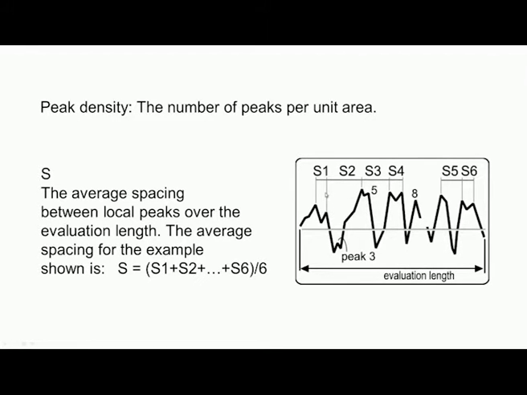The distance between this peak and this peak is S2, and similarly the distance between this peak and this peak is S3. Like this we have to measure the gaps, that is the spacing between the peaks, and then find the average spacing using this expression. S is equal to S1 plus S2 up to S6 divided by C. If you consider 6 peaks, then S1 plus S2 up to S6 divided by the number of peaks considered. So, this will give the average spacing.